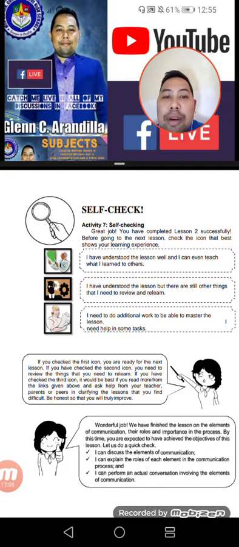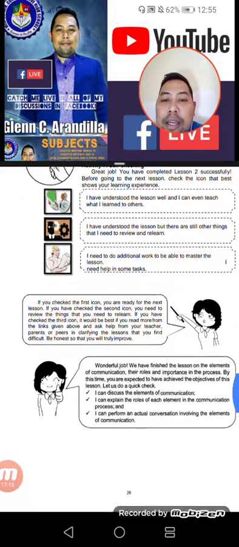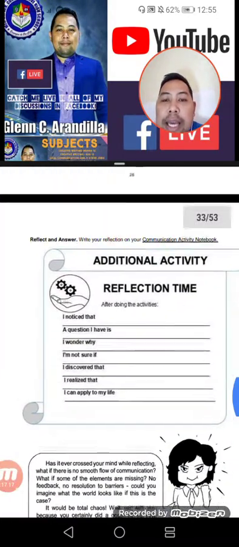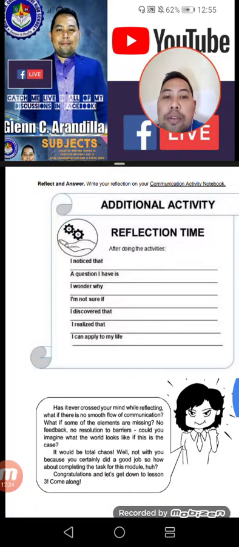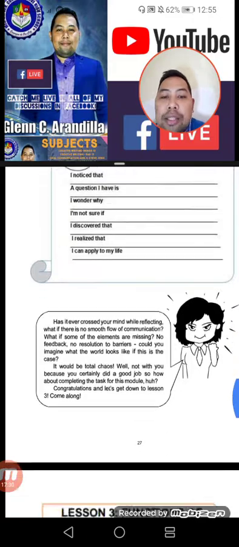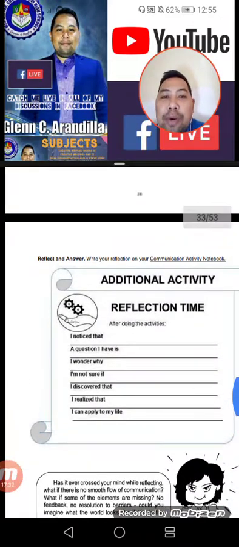Self-checking. Great job, you have completed lesson 2 successfully. Before going to the next lesson, check the icon that best shows your activity experience. So again, self-check this activity. Then additionally, reflect and answer. Write your reflection in your communication activity notebook. The same thing you did in your first lesson, you have your reflection. Answer that, and we're done.